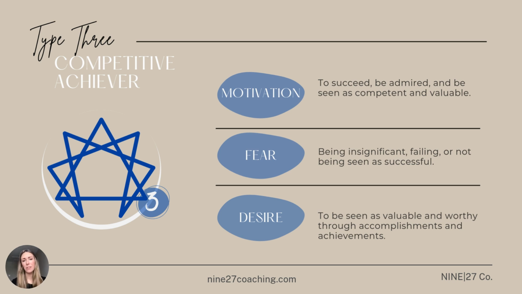Oftentimes in childhood for type 3s, the way they received love or felt seen as an individual was through what they accomplished, what they could bring to the table. And as a result of that, 3s have a really hard time knowing who their true self is because they are constantly looking to achieve the next thing that others will view as valuable or successful.